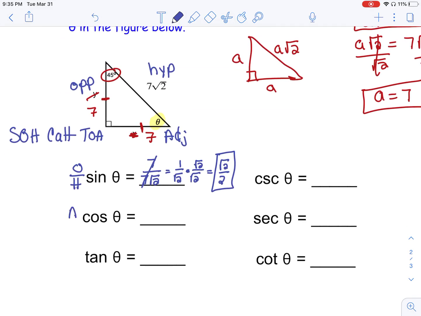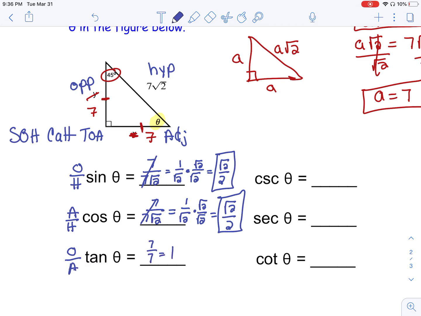Cosine is adjacent over hypotenuse. My adjacent is 7. My hypotenuse is 7 radical 2. So this is the same as the one up above. So I do the same thing, and I'm going to get radical 2 over 2. Tangent is opposite over adjacent, which is going to be 7 over 7, which is just 1.